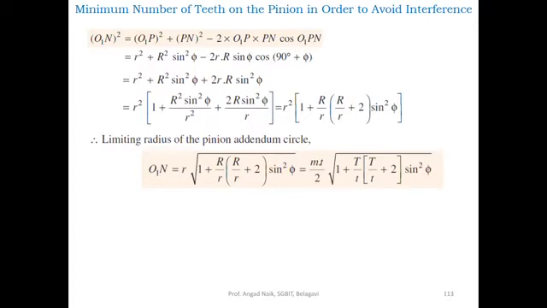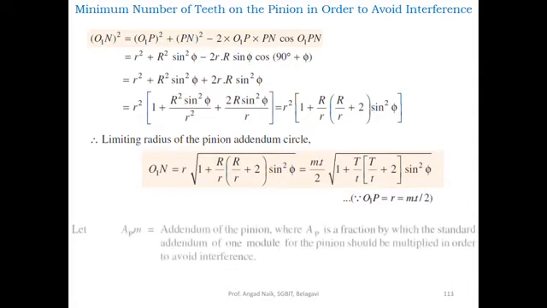So we have assumed that r is equal to mt by 2. So we'll replace r by mt by 2, and then gear ratio G is equal to capital T by small t, that is equal to R by r. This we have seen in the previous slide. So we'll replace the R by r term by capital T by small t, and hence we get this equation. Because O1P is equal to r, which is mt by 2.